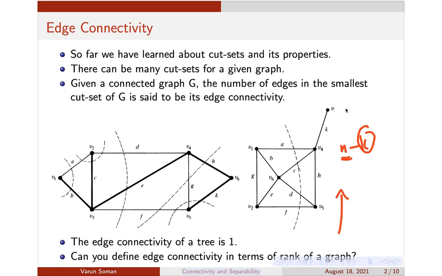A cut set actually reduces the rank of a graph by 1, because the number of components increases by 1. So the minimum number of edges which has to be removed so as to reduce the rank of a graph by 1 is called its edge connectivity. So if you understand rank of a graph, what is the effect of a cut set on it? It reduces the rank by 1. So the minimum number of edges required to reduce the rank of a graph by 1 is called its edge connectivity. You can also define edge connectivity in that way.